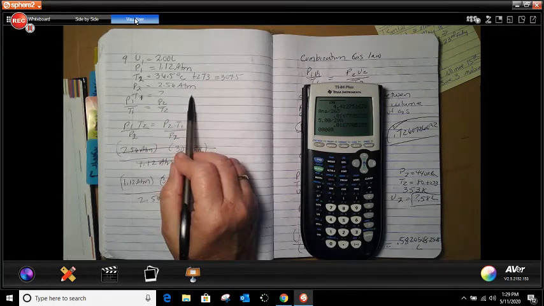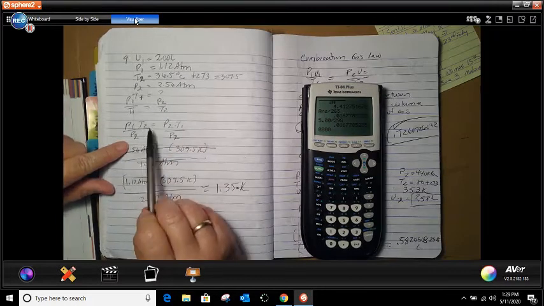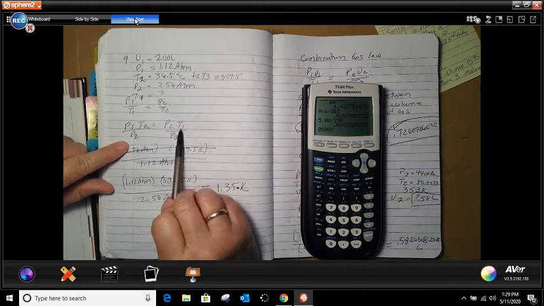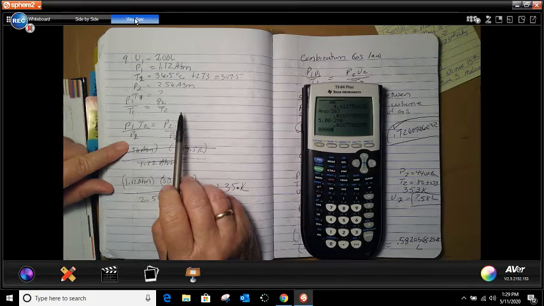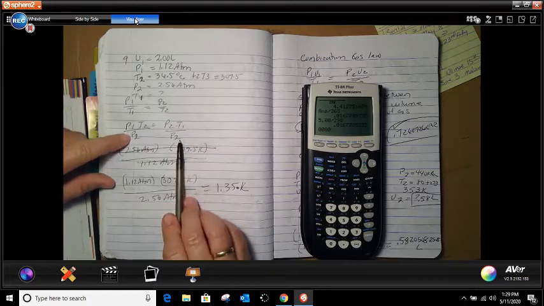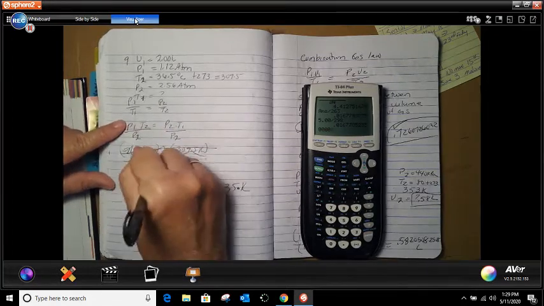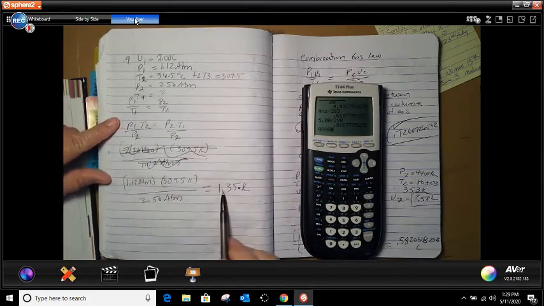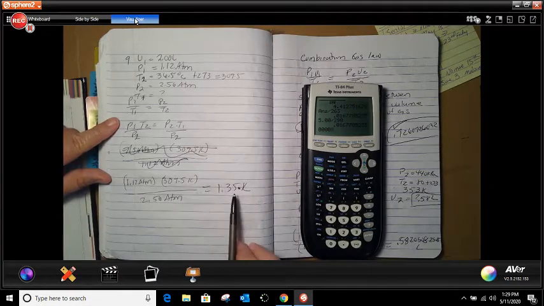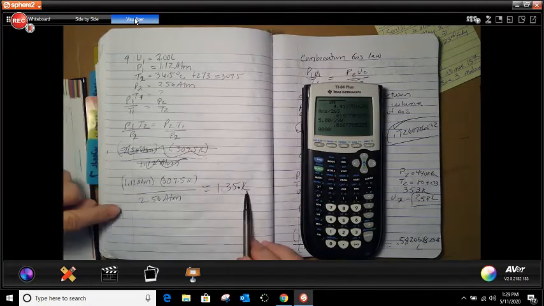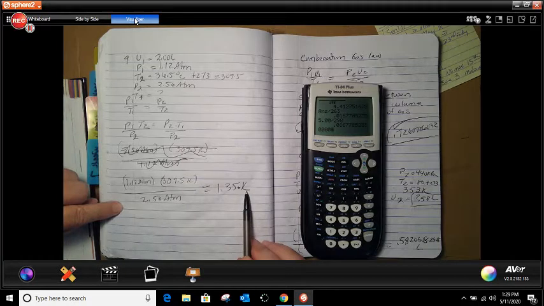So I'm doing my P1 times T2 equals P2 times T1. I'm trying to find temperature 1, so I need to divide both sides by P2. And once I do that, I get 135 degrees Kelvin. So then the next thing I'm going to do is put my number in.